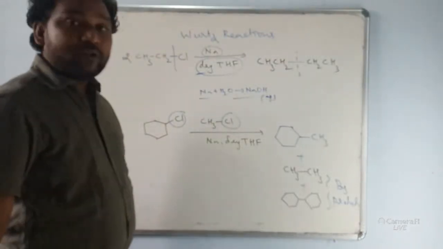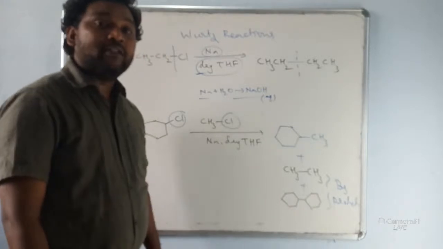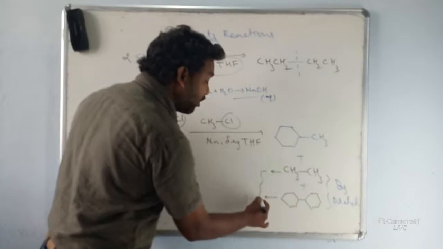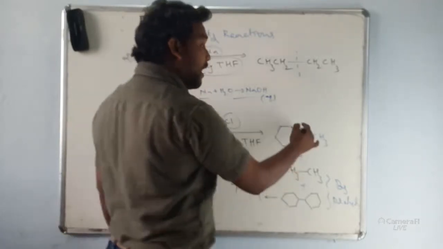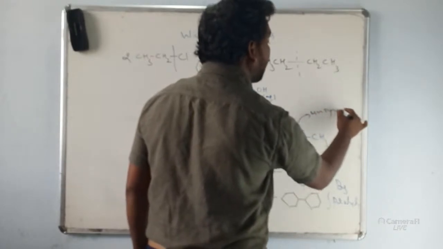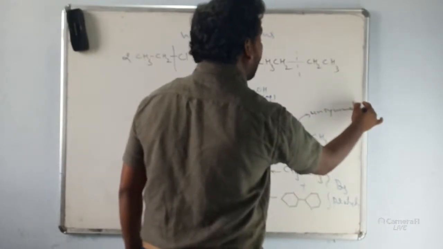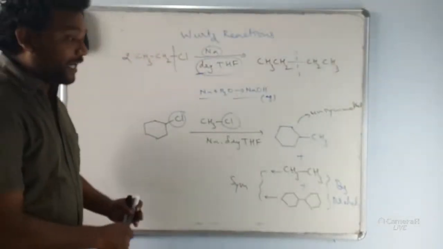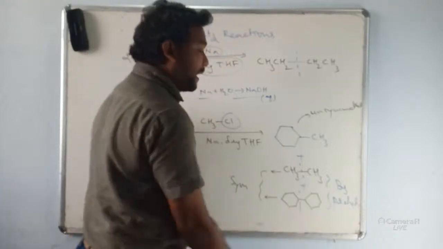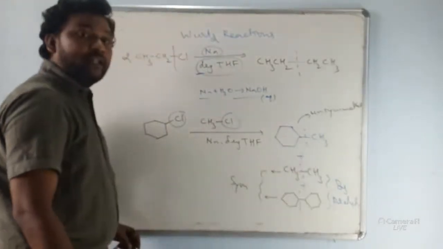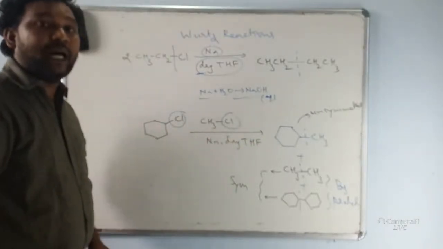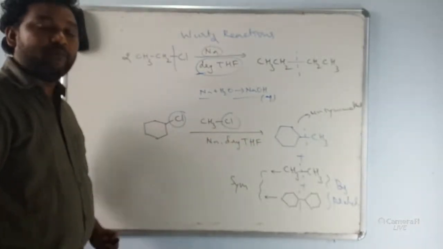These mixture of 3 products may be symmetrical or unsymmetrical. How many symmetrical molecules are there? This is, and this is. Both of these are symmetrical molecules, and in a mixed Wurtz reaction, one unsymmetrical molecule will be formed here. Symmetrical means if you divide at the center, you will get 2 equal halves. Therefore, this is symmetrical. If you divide at the center and get unequal halves, that is called an unsymmetrical or asymmetrical higher alkane.